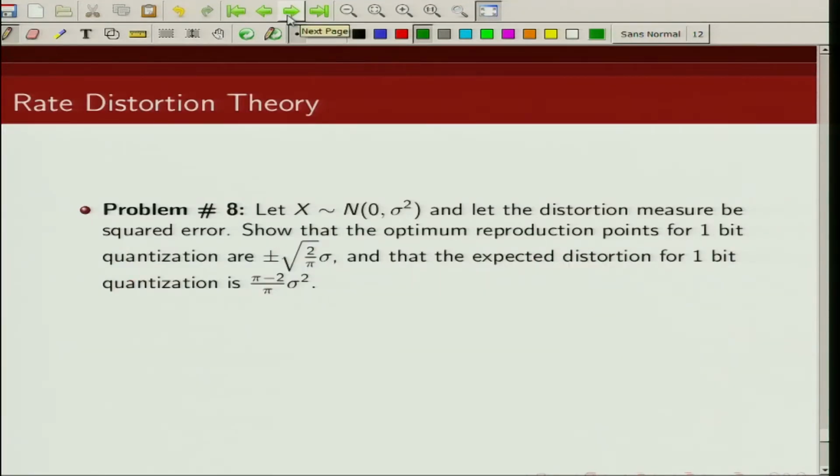Finally, we just conclude with one example. So we have a Gaussian source with 0 mean, variance sigma square, and let the distortion measure be squared distance. So you have been asked to show that the optimal reproduction points for a 1-bit quantizer is given by this, and the expected distortion for a 1-bit quantizer is given by this expression.